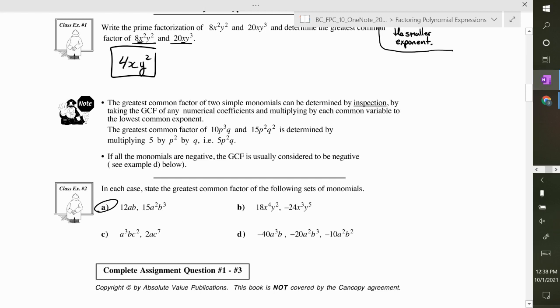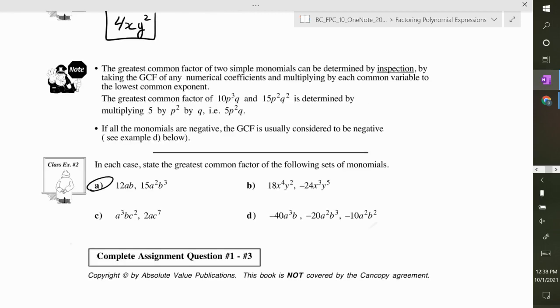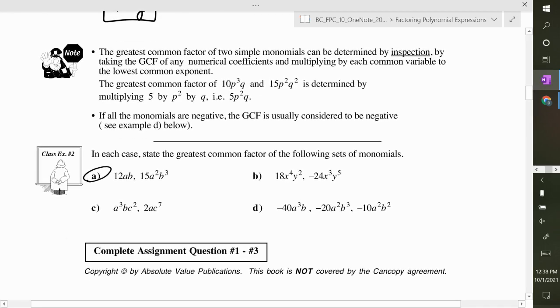So 12 and 15, what's the largest number you can divide both of those by? 3. So 3 comes out. Looking at the A's, what's the smaller exponent? A to the power of 1, this one. So the A comes out. And the B's? Just the B, right? Is that okay?